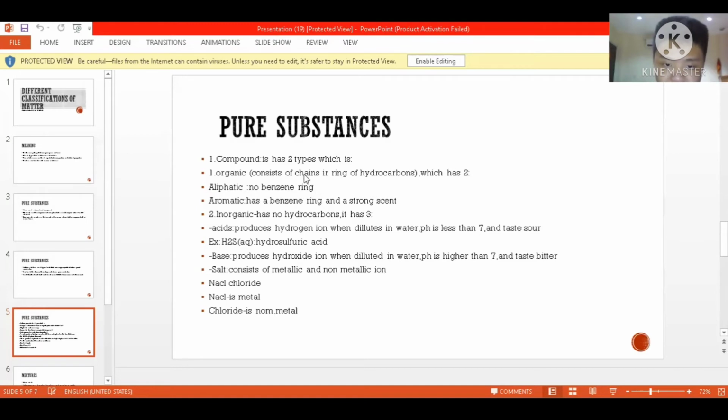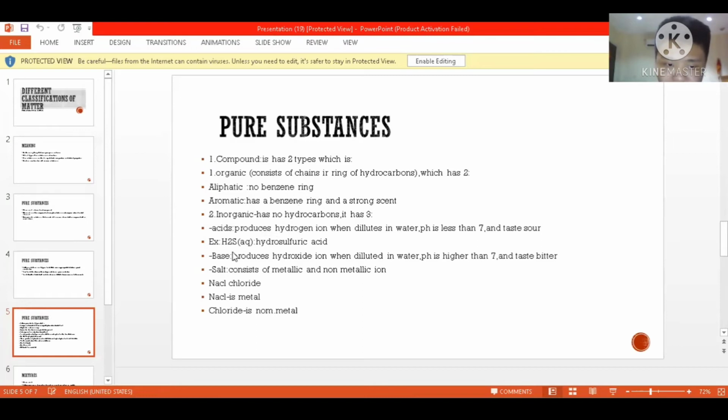No chain, so look at the ring. The aromatic has a benzene ring and a strong scent, meaning it looks like a ring, shaped like a ring, not like a chain. Now there are two, and number two is inorganic, which has no hydrocarbon, meaning there's no CH.